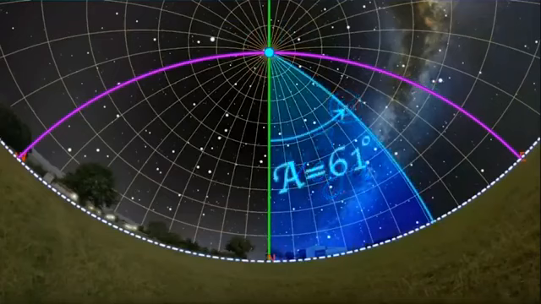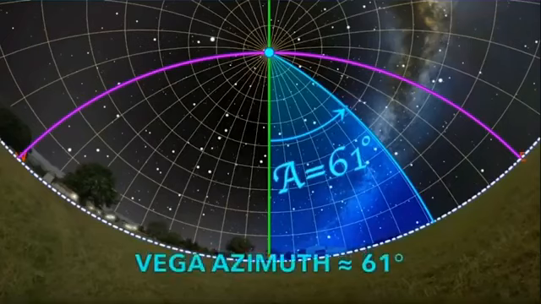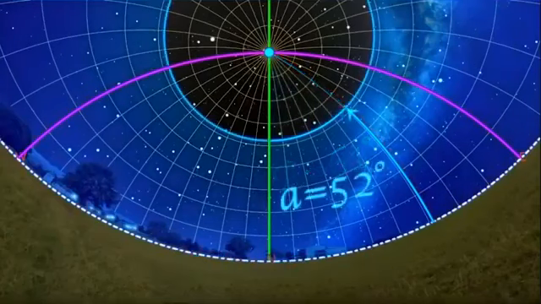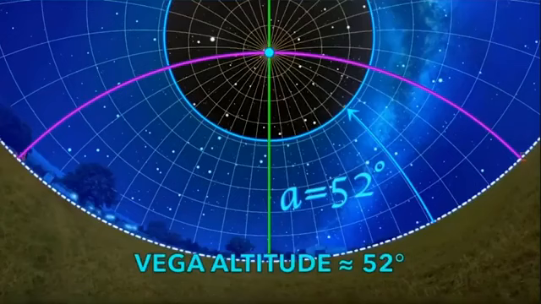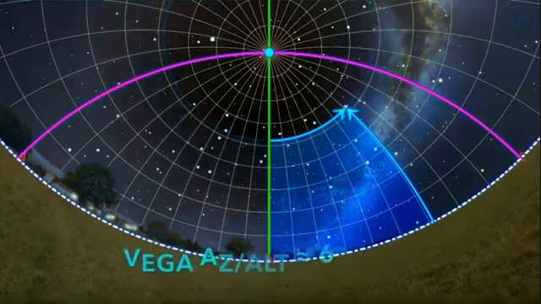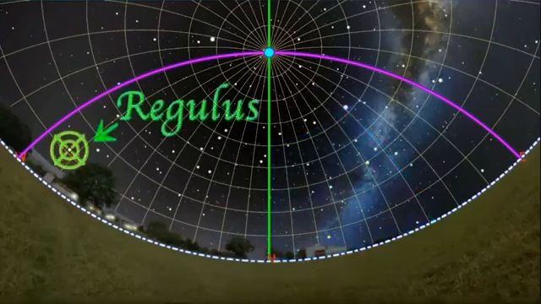For example, if you're going to find Vega, you'd be like, hey, it's at 61 degrees, right? East of north means that's the azimuth measurement, right? 61 degrees. And then to find the altitude, which would be above the horizon, it's 52 degrees. So then your altitude becomes 52 degrees. So the coordinate, right? 61 degrees, 52 degrees.